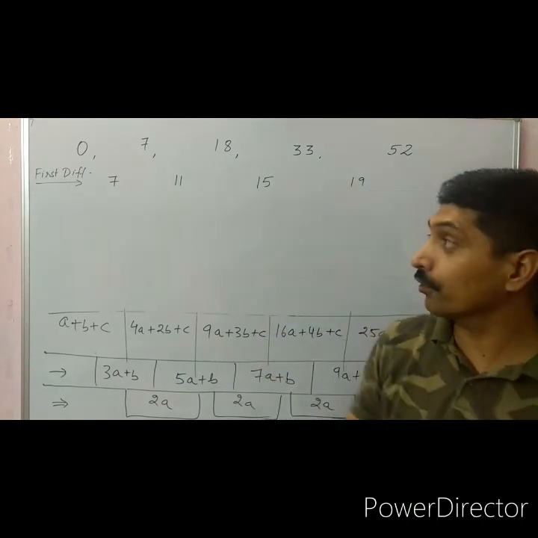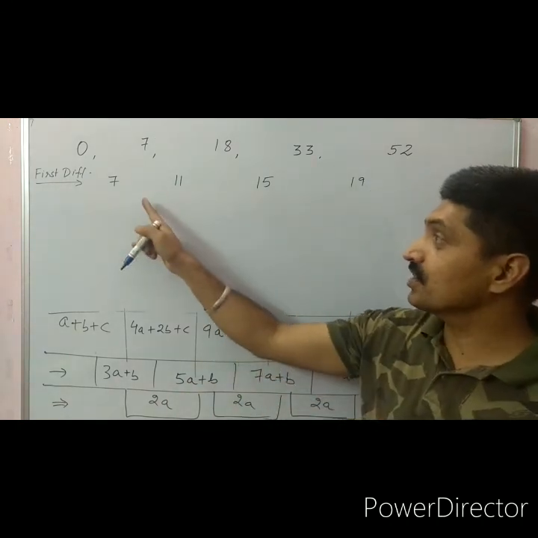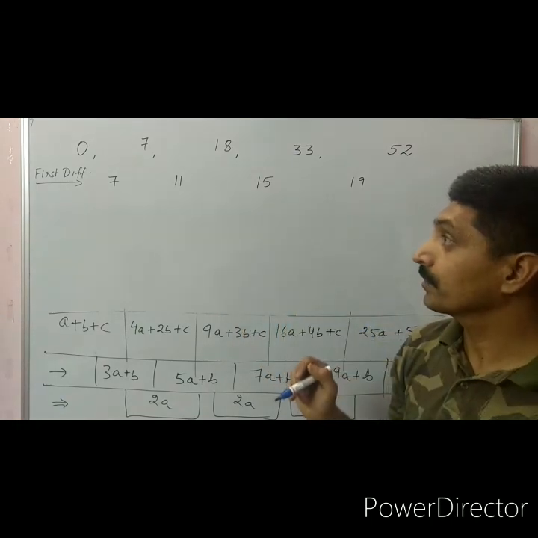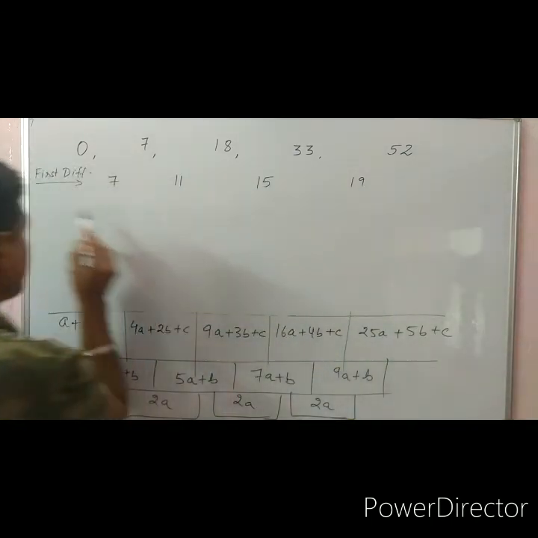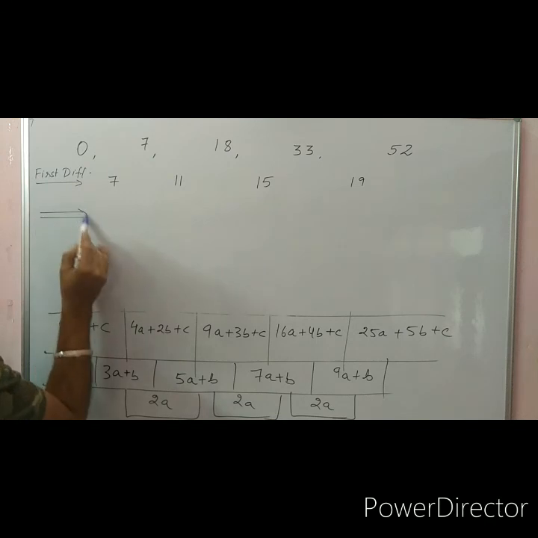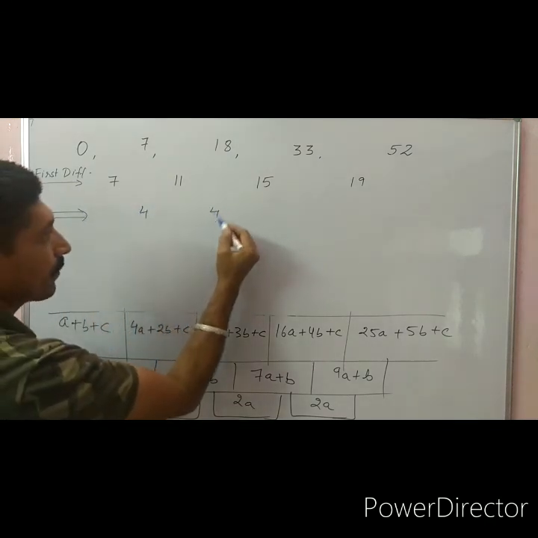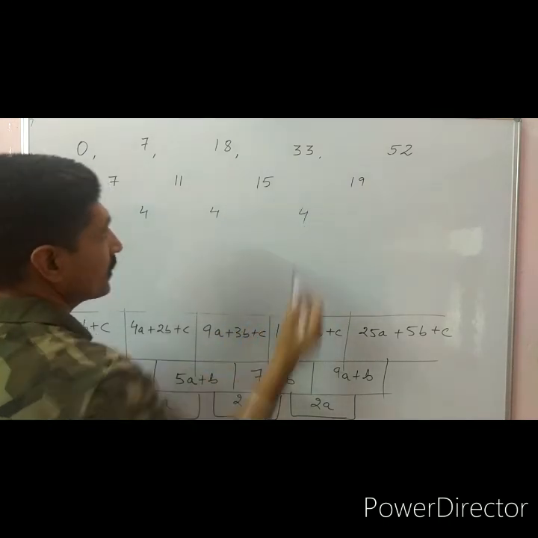Now we will go for the second difference, which is the same: 4, 4 and 4. So the second difference here is 4, it is 4 and 4.